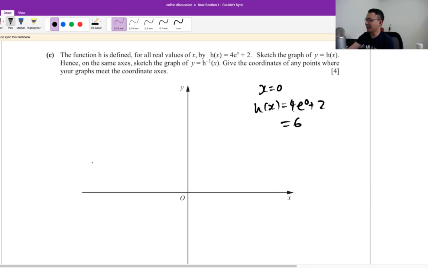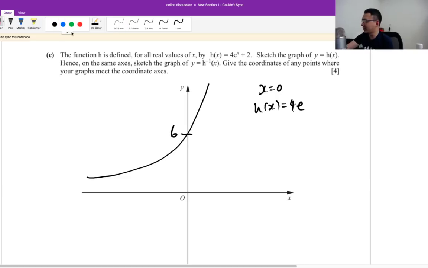That means my e graph here will later pass through 6. Alright. And if you want to go a bit further, but actually in IGCSE you don't need to go that far, you try to think what value I should substitute for h(x) to make it become a math error.